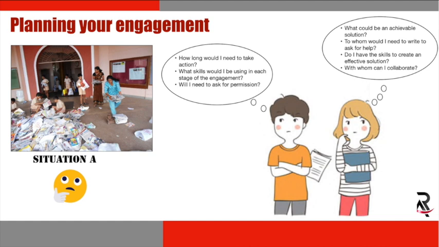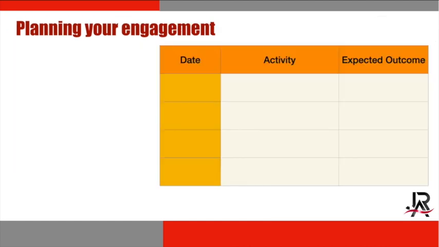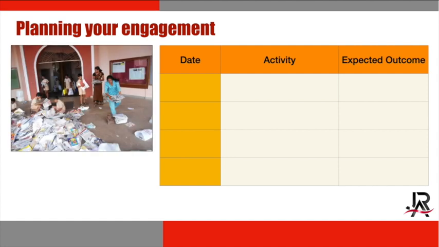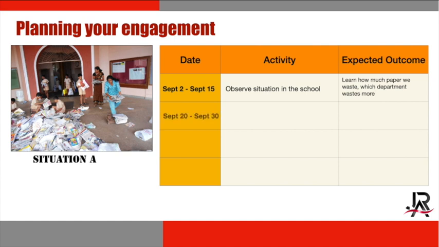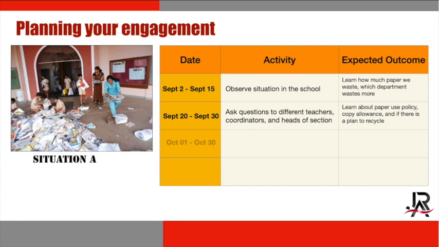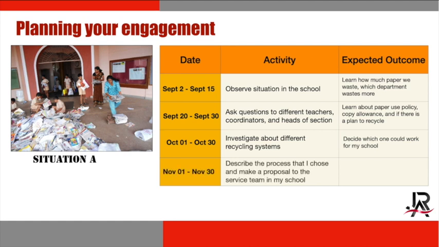You will use what you've learned about the issue to plan the different stages of the experience. For example, to take action on a paper waste issue, you may want to outline a series of activities at different dates. For each of these activities, you must have an expected outcome. This expected outcome will help you learn when you have completed your task. This plan will also guide you through your experience and will inform you about the steps that you will need to follow.